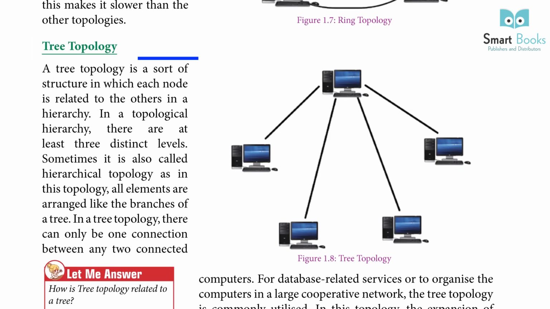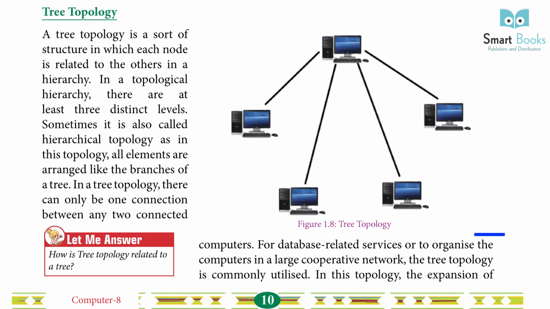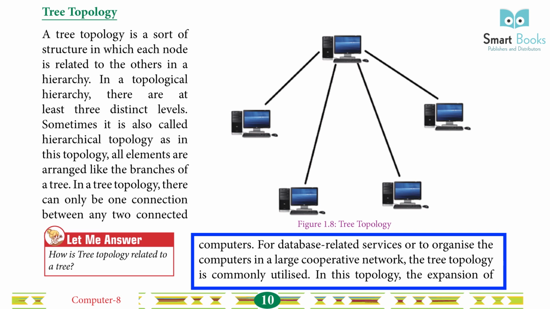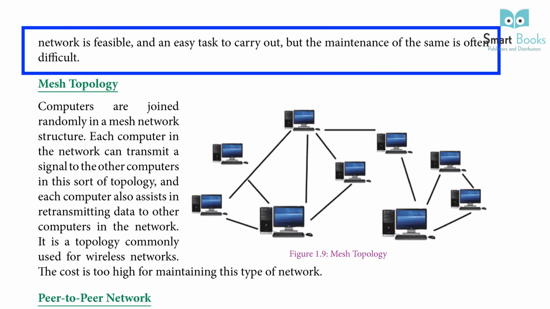Tree topology. A tree topology is a sort of structure in which each node is related to the others in a hierarchy. In a topological hierarchy, there are at least three distinct levels. Sometimes it is also called hierarchical topology, as in this topology all elements are arranged like the branches of a tree. In a tree topology, there can only be one connection between any two connected computers. For database related services or to organize the computers in a large cooperative network, the tree topology is commonly utilized. In this topology, the expansion of the network is feasible and an easy task to carry out, but the maintenance of the same is often difficult.